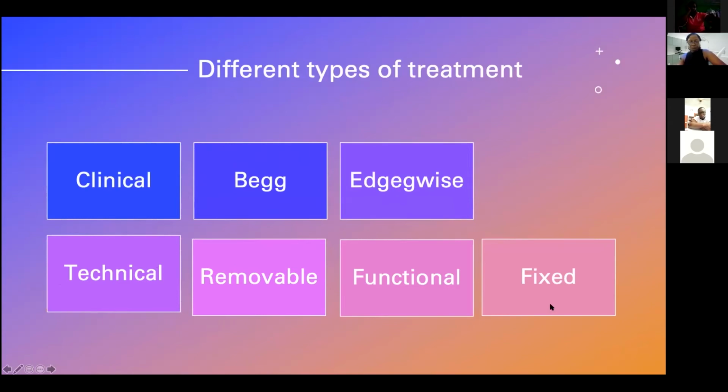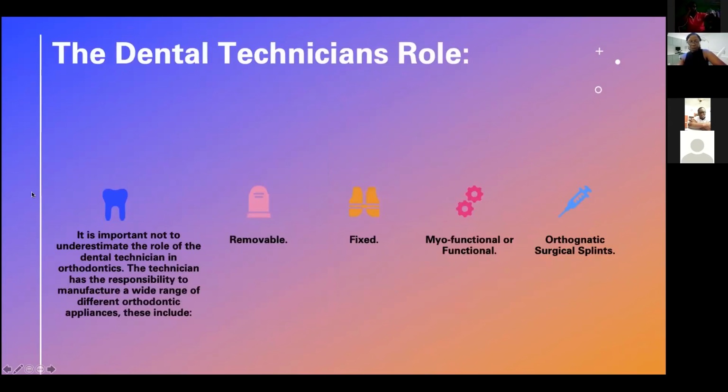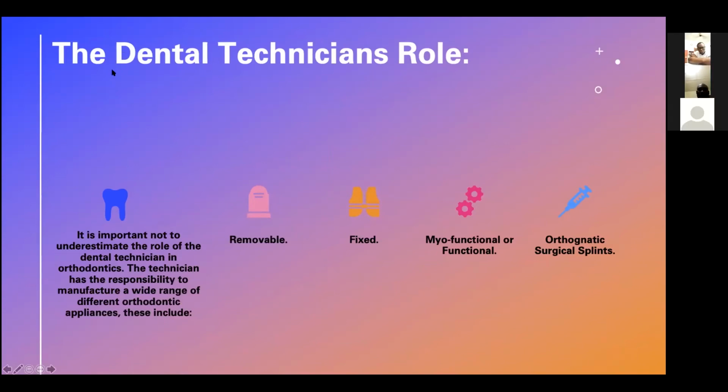There are removable, functional, and fixed appliances. It's important not to underestimate the role of a dental technician in orthodontics. The technician has the responsibility to manufacture a wide range of different orthodontic appliances, and these are removable, fixed, functional or myofunctional, and orthodontic surgical splints.